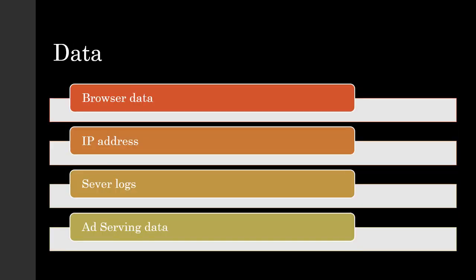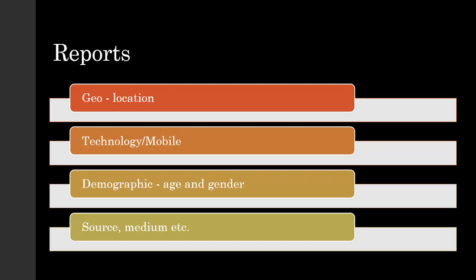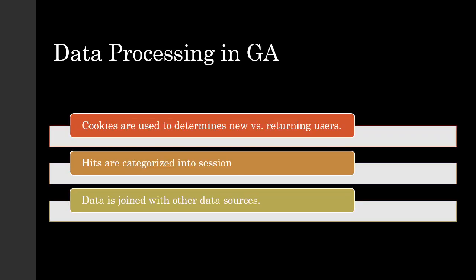Google Analytics uses the browser data, IP address data, server logs, and ad serving data to provide various reports such as geolocation, technology and mobile reports, demographic, source, medium, etc. Once this data is collected in GA, it's processed. Cookies are used to determine new versus returning user. If the cookie is present, a user is counted as returning.